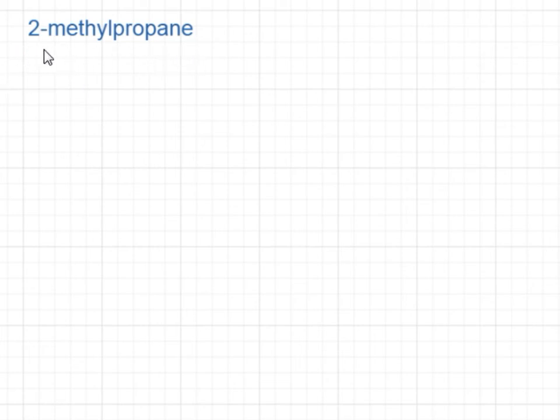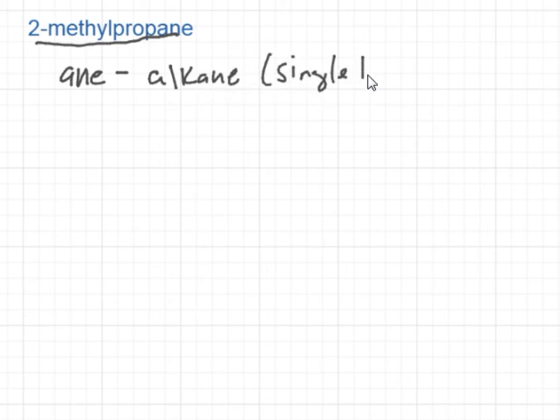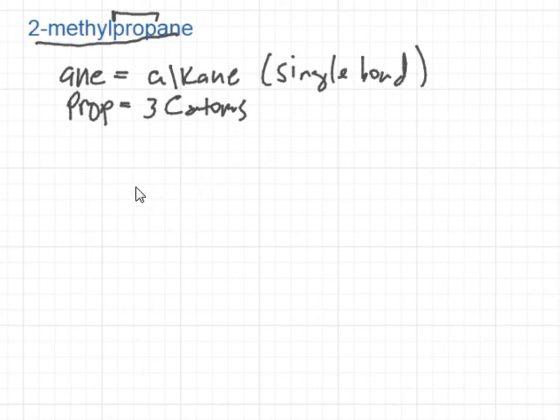Now let's examine this entry. Right? So the word 2-methylpropane will reveal to us that the suffix A and E tells us that it belongs to an alkane and has a single bond of carbon to carbon atoms. The prop tells us that there are 3 carbon atoms here. Let me write it down. The prop tells us that there are 3 carbon atoms, right?